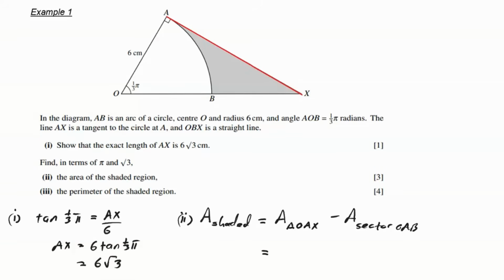So for the area of OAX, we're going to use half times the base times the height, because we have got two perpendicular sides. All you need for half base times height is two perpendicular sides on your triangle, like these two sides in red. So we're going to say that's half times the base, we'll use that to be 6, times AX, which we got to be 6√3, and that's going to be minus the area of the sector.